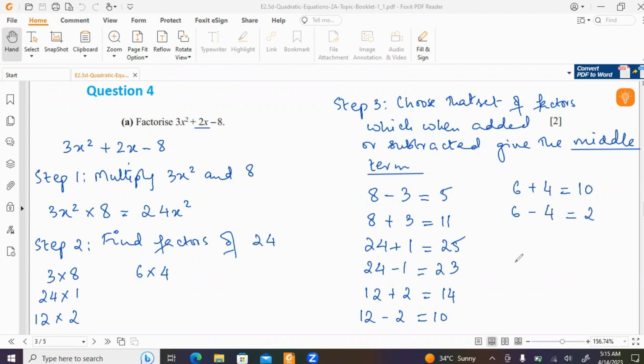Now, if you compare these values to the middle term, 6 minus 4 gives us 2. That's it. None of the other values give us 2. So which means the factors we're going to pick are 6 and 4. Now, I'm just going to erase these steps over here.